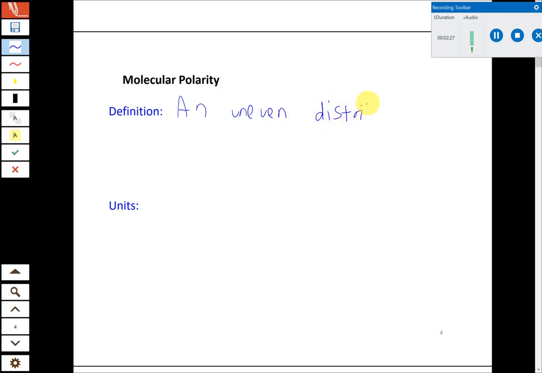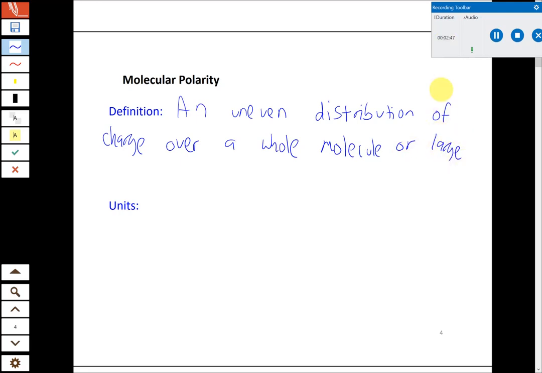All right, so molecular polarity, it's a very similar definition. It's an unequal distribution of charge, but this time we're talking about the entire molecule or a large portion of it. So it's over sort of a larger range in space. All right, so it means your molecule is going to have some region where there's more negative charge, some region where there's more positive charge.